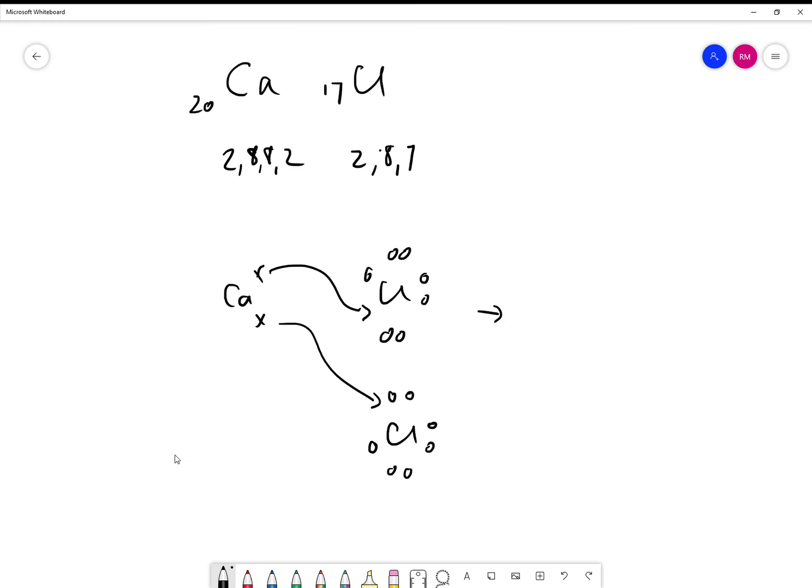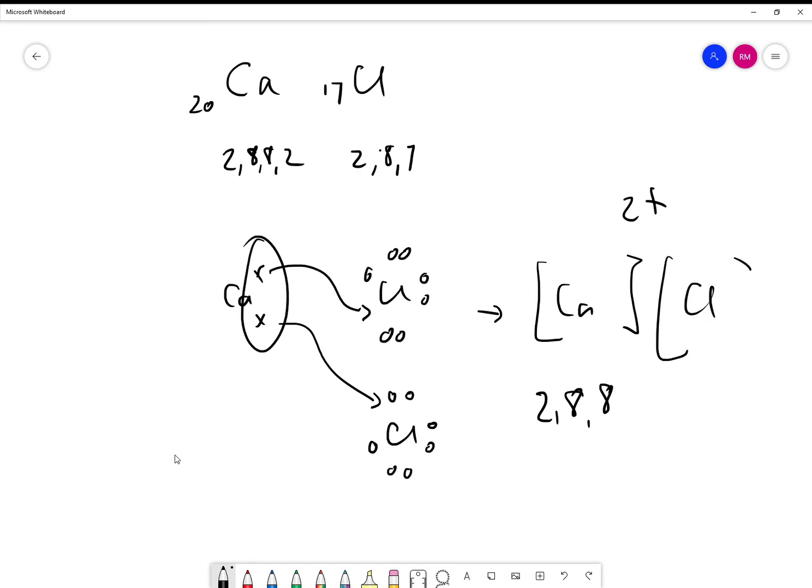Okay, so calcium, bring it across. It's lost both these electrons and it's 2 plus. Now it has an arrangement of 2,8,8. My chlorine has 7 plus the one that I got from the calcium. It is now 2,8,8. There are 2 chlorines, remember, and each of them is -1.